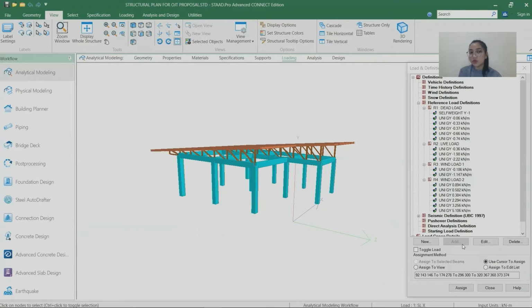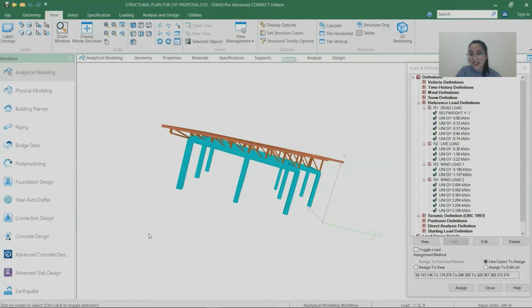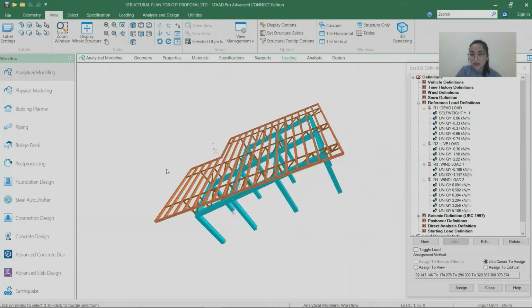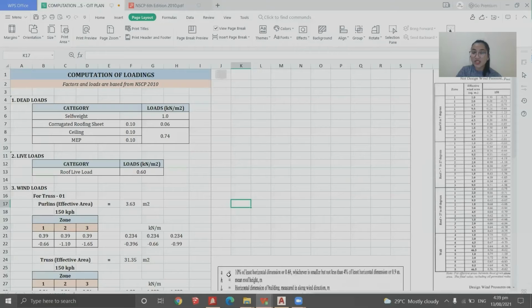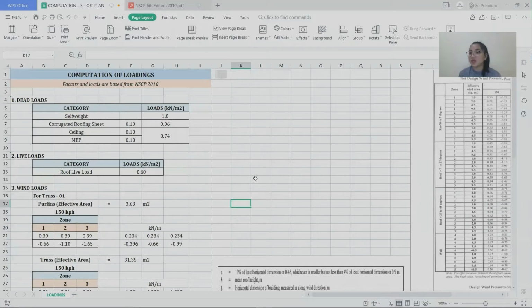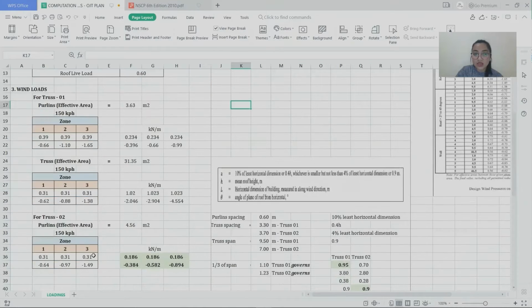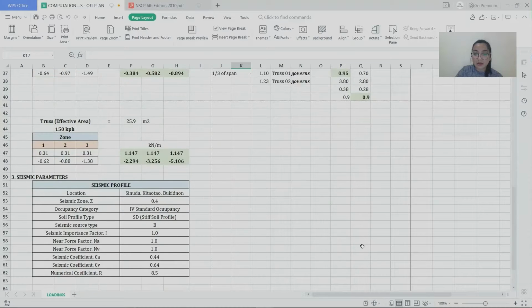So in activity 2, we were asked to design the structural elements of the house. So first, ito po yung rendered structure in STAAD. And then we have here the computation for loadings na in-apply ko sa structures sa STAAD. So all the factors and loads are based from NSCP 2010. So we have the dead loads, live loads, wind loads, and the seismic parameters.